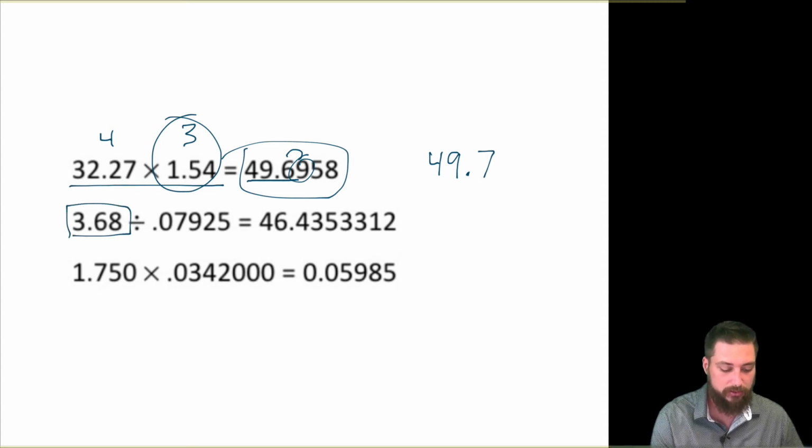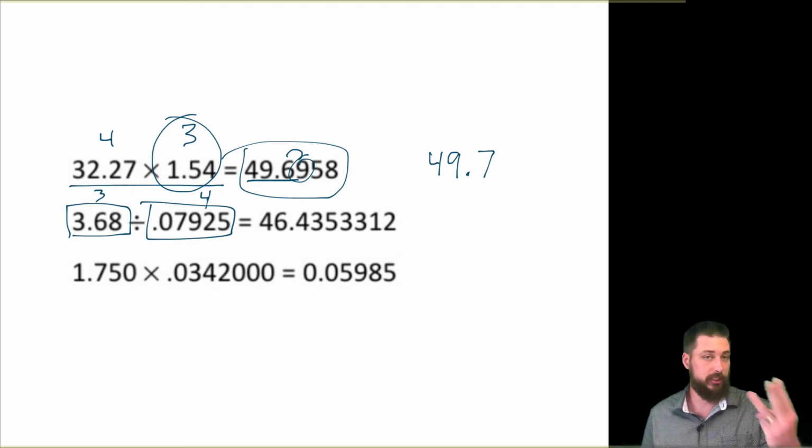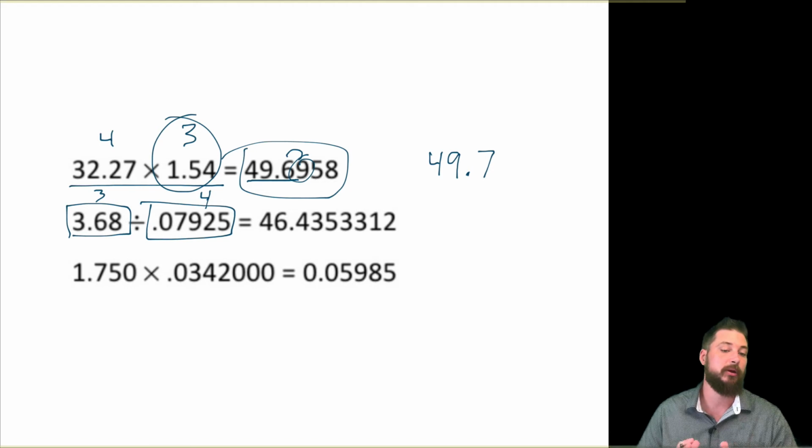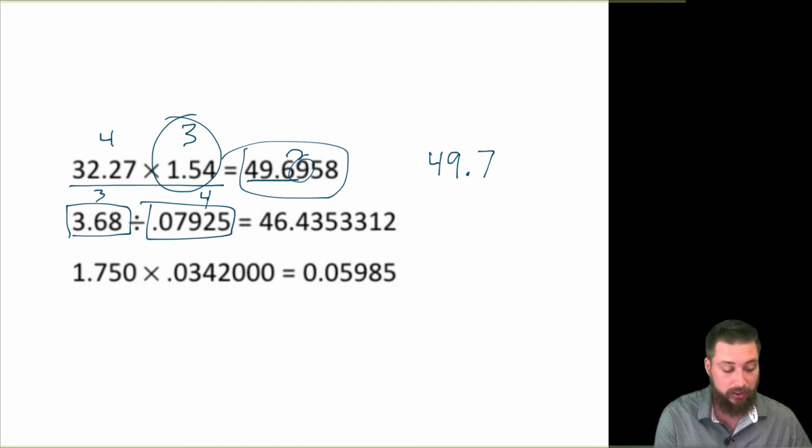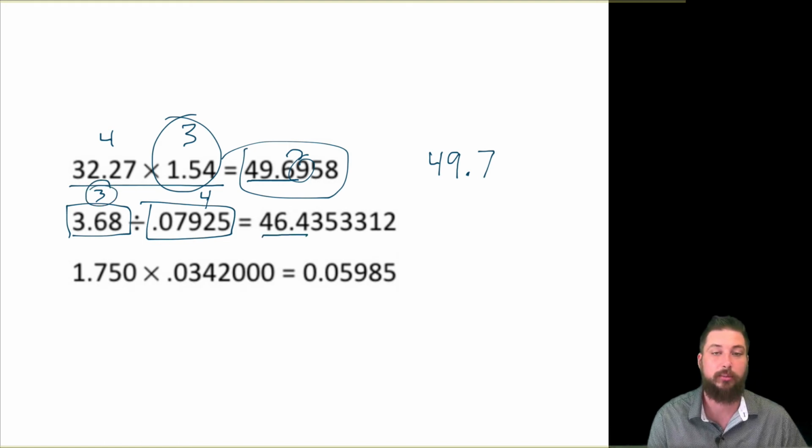So this is 3 significant digits. This one right here has 4 significant digits because that 0 does not count. And so when we have 3 significant digits and we divide it by 4 significant digits, the one with the fewest significant digits is going to be the one that determines how many significant digits we end up with. And so again, 3 significant digits is what we should end up with.